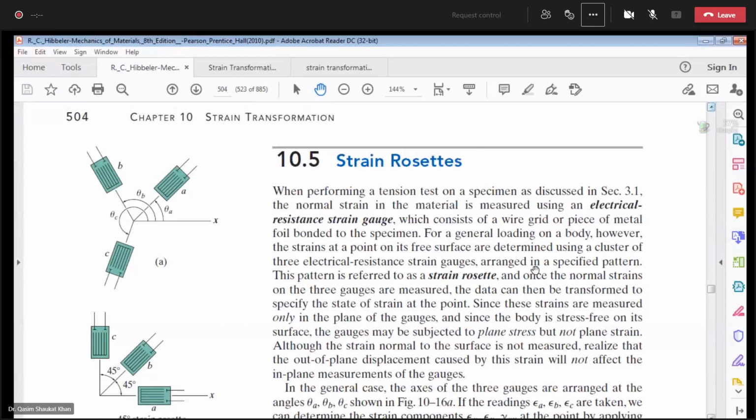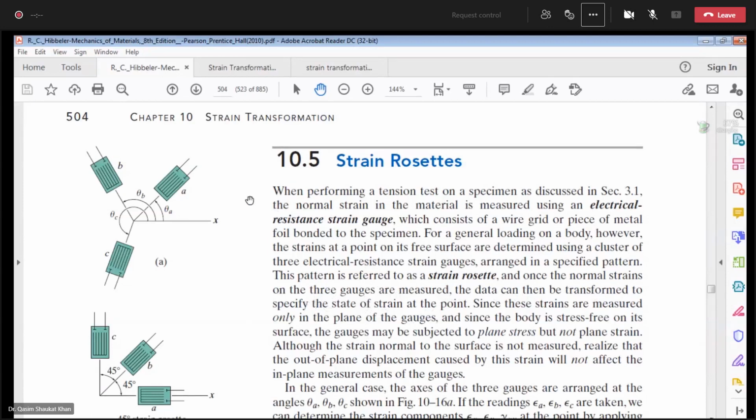Is this point clear? Let's say we have a steel beam, and we have placed the strain gauges in one particular pattern. The pattern will give you different values of theta and different values of strain, but the final result should be the same. This pattern is referred to as a strain rosette, and in the strain rosette there should be at least 3 strain gauges, and each strain gauge will give you the value of the normal strain in the direction in which it is attached. Once the normal strains on these 3 gauges are measured, the data can then be transformed to specify the state of the strain at the point.